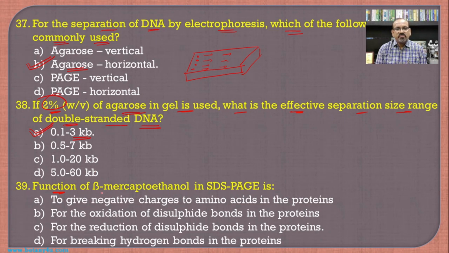Then the function of beta mercaptoethanol in SDS-PAGE is, if you see the function of this beta mercaptoethanol, it is for the reduction of disulfide bonds in the protein. So this is a very specific characteristic feature of beta mercaptoethanol.